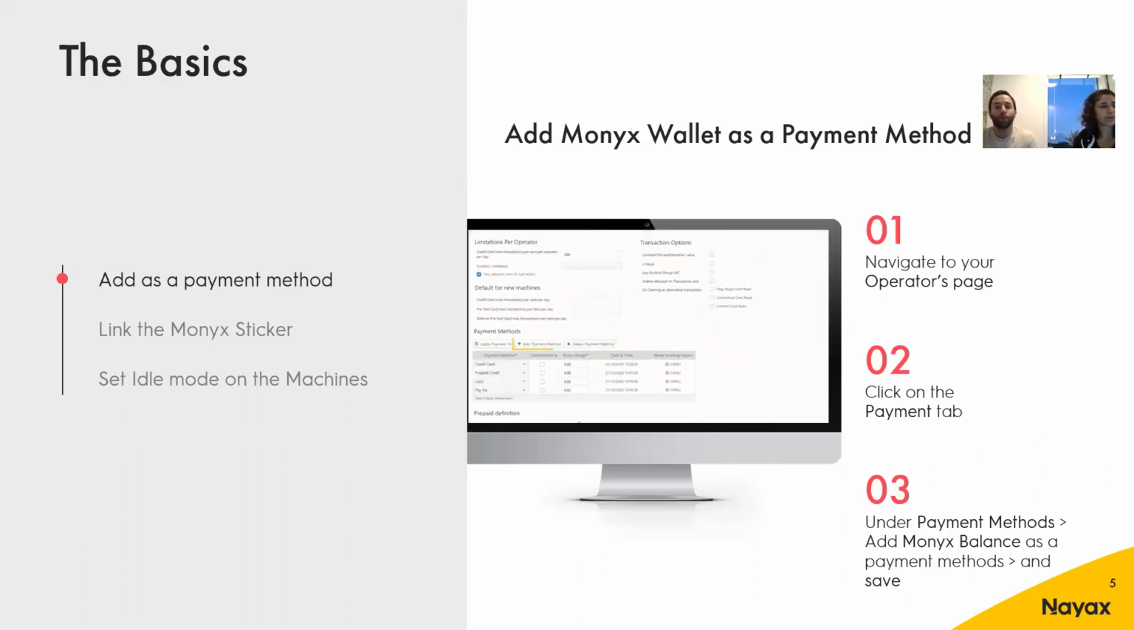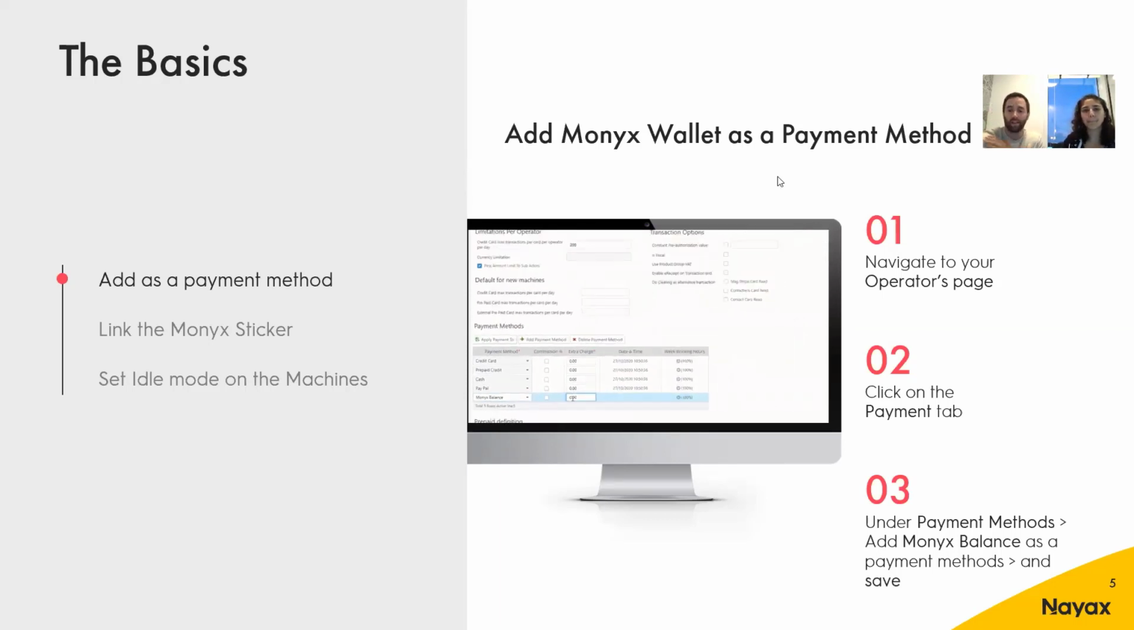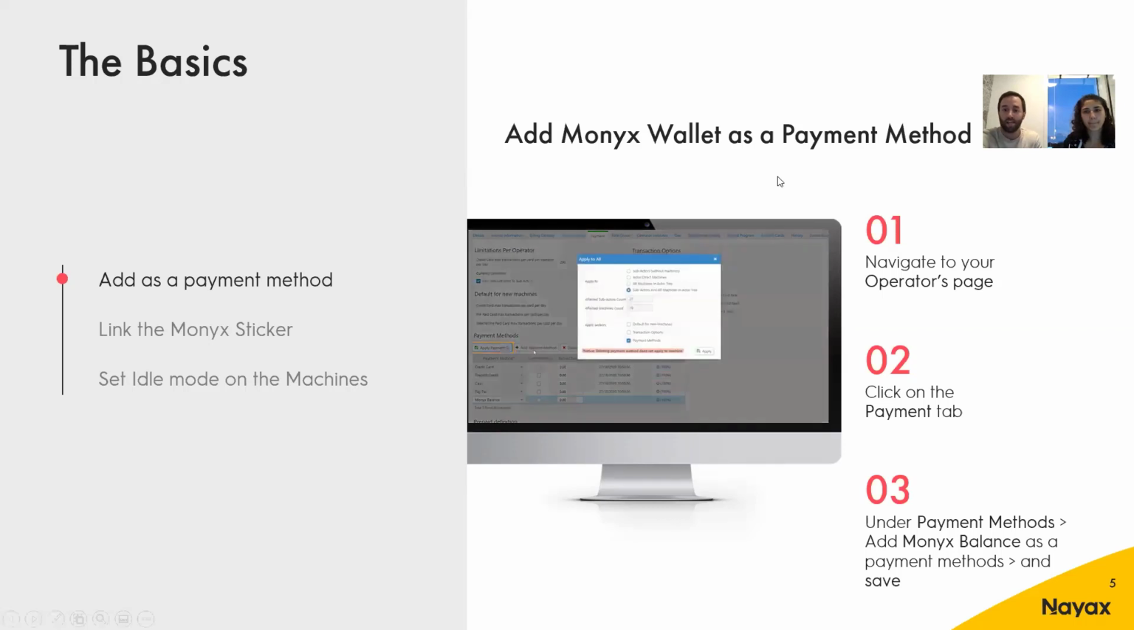Once you enable that, you can enable that on all of the machines under your operation as well. And then that will give your consumers the ability to start using Monyx Wallet as a payment method. This is the first thing that you need to do.